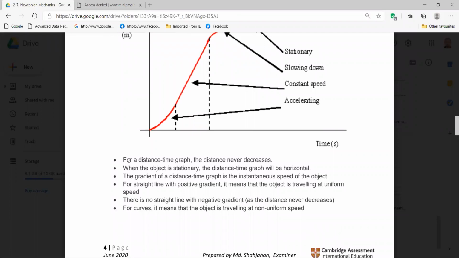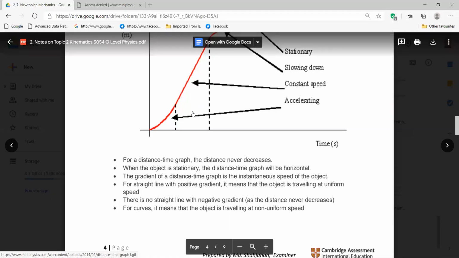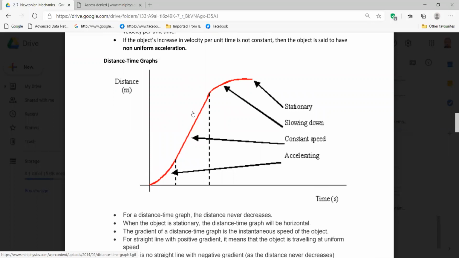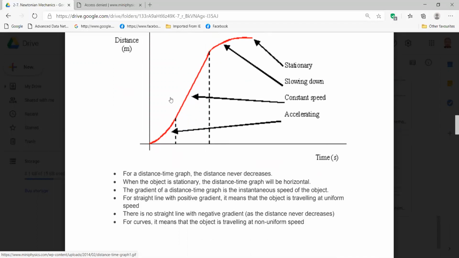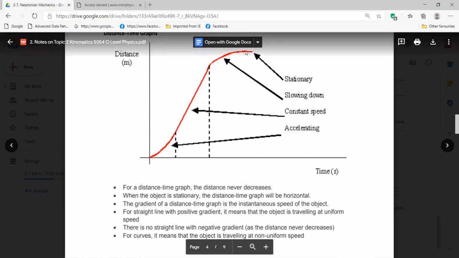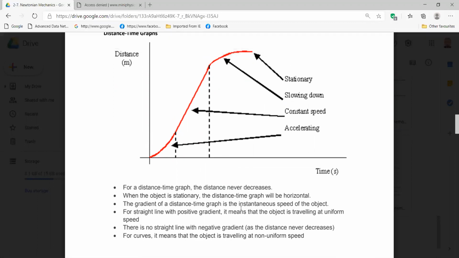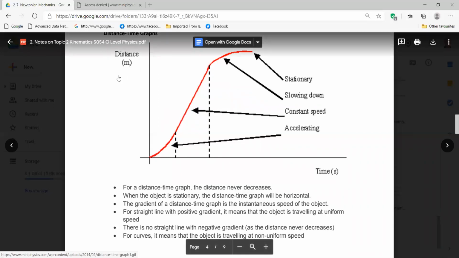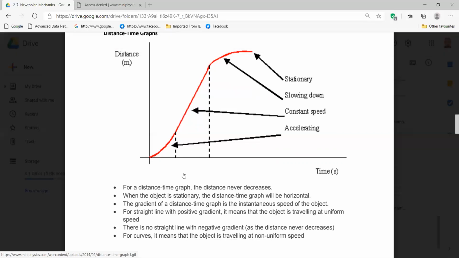Look, we have some points here. Whatever we discussed just now, we are getting a summary of all these discussions. For a distance time graph, the distance never decreases. For this whole graph, the distance never decreases. Distance always increases. For an object that is stationary, the distance time graph will be horizontal. Here stationary, horizontal. And the gradient of a distance time graph is the instantaneous speed of the object. That means the gradient is giving you the speed.